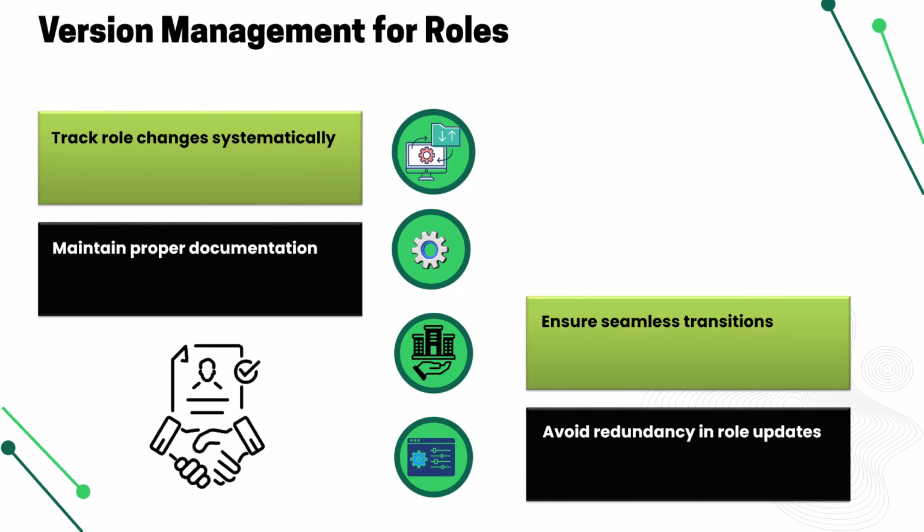Roles evolve, and so should our management strategy. Keeping track of changes avoids chaos. Documentation is your best friend. It's like keeping receipts for everything. Smooth transitions mean no one's left scratching their head. And redundancy. Let's not reinvent the wheel every time.